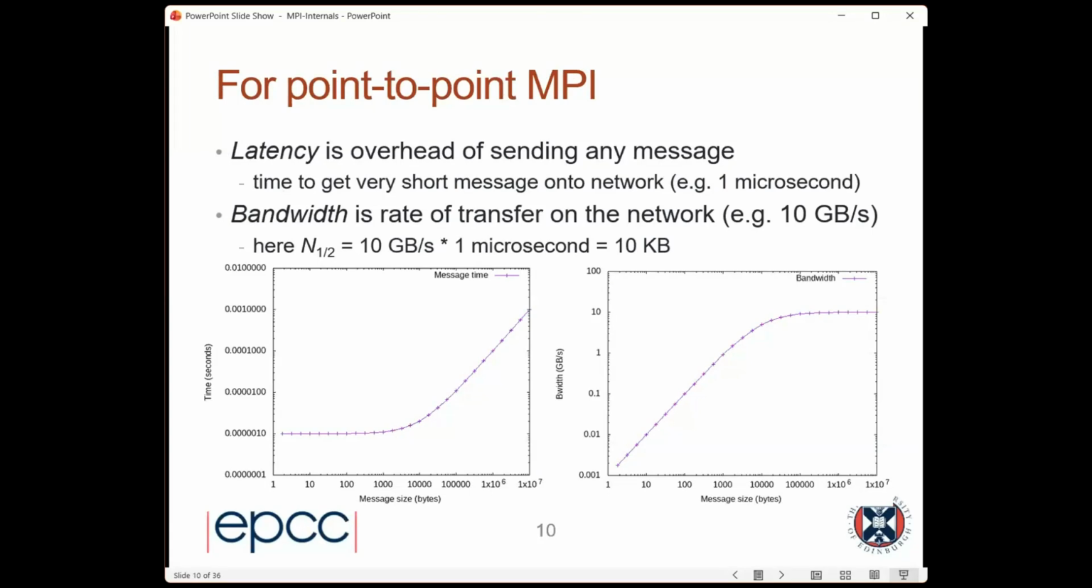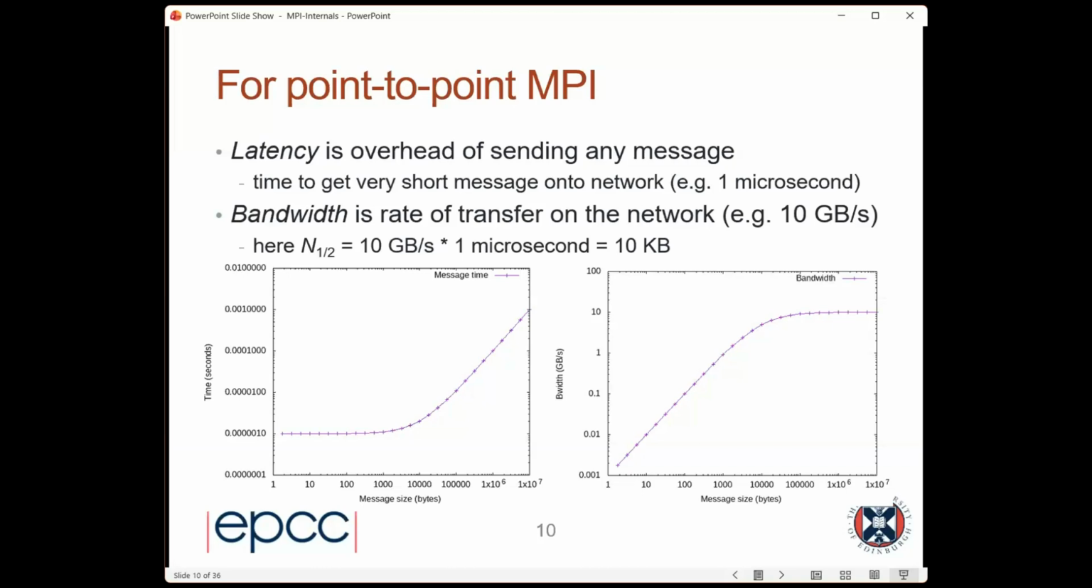Now, it's slightly confusing here, because I have a computational science background. But if you're a computer scientist, you tend to use latency to be the total time it takes to send any message. That's not what we mean here. The latency is the overhead you pay, the equivalent of walking to the garage. The overhead of sending any message.